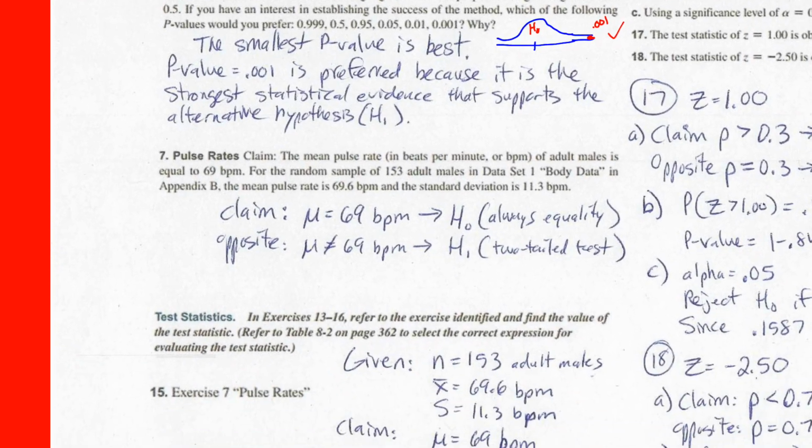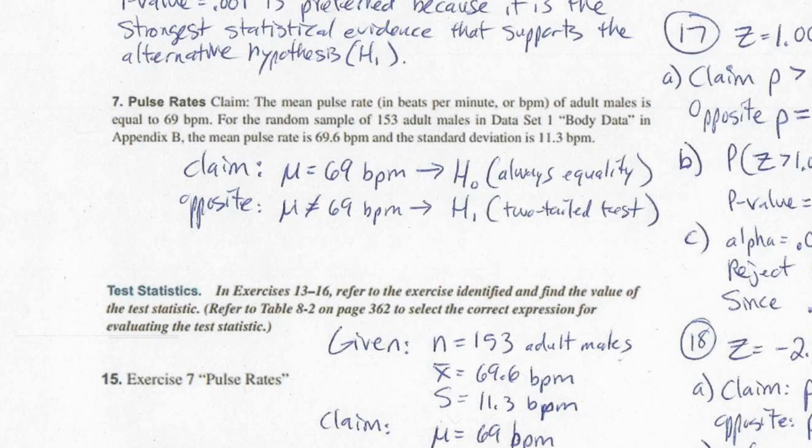Now, number 2 has... I'm sorry, not number 2. Number 7. The next one just talks about how you write a claim, how you symbolize a claim, and how you symbolize the opposite. And then what's the null hypothesis and alternative hypothesis? So you just have to read and see what the claim is, okay? And so there's the claim.